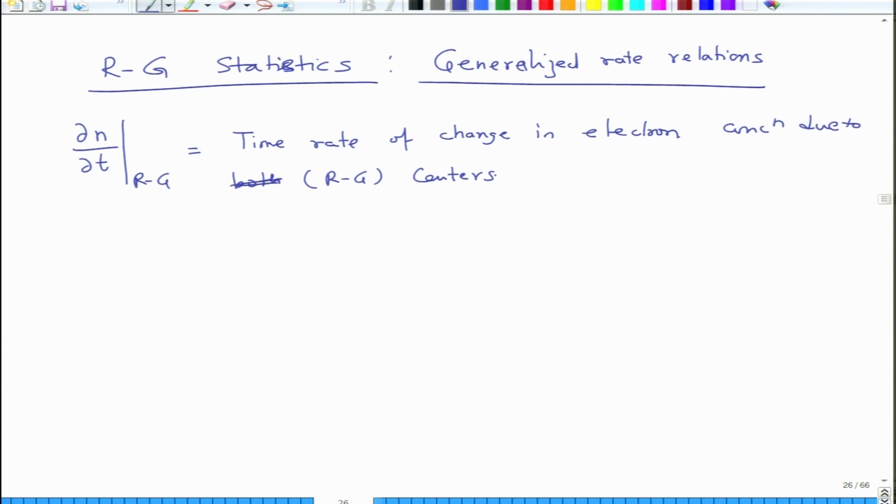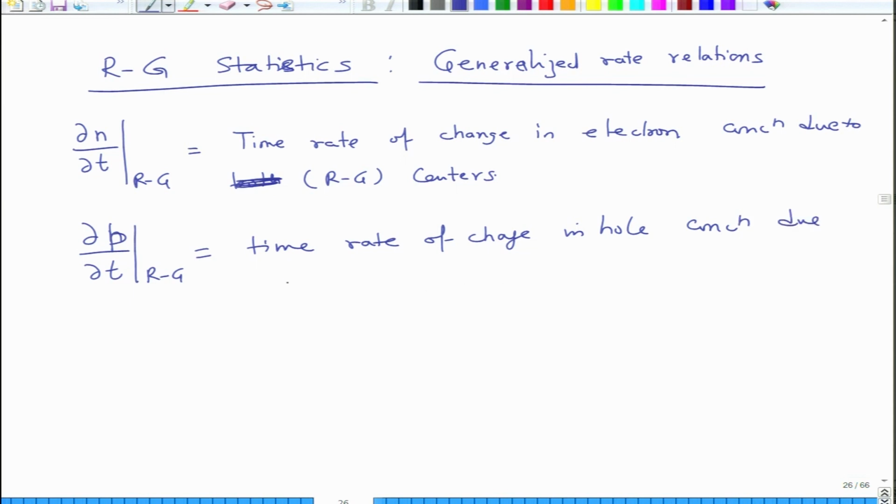Similarly, due to RG centers. And then we have del p by del t due to RG, which is the time rate of change in hole concentration due to RG centers. Again, this is positive if holes are created and negative if holes are lost, and this includes both capture and emission. Okay. So negative means captured, emission means it's positive.